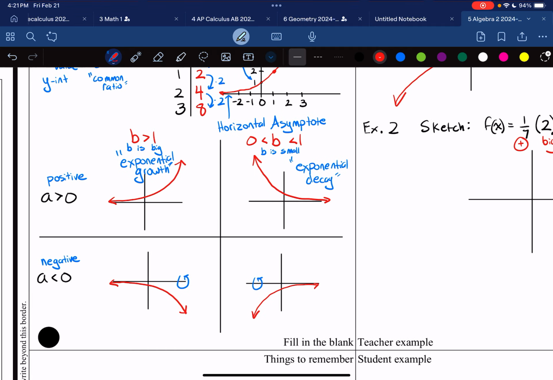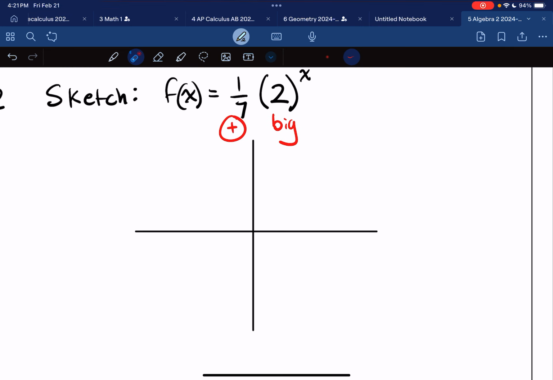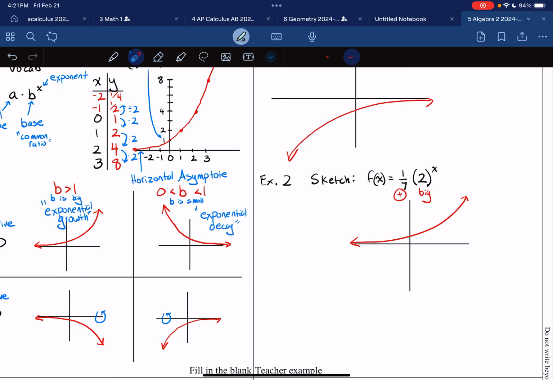Okay, let's go look at our chart. If it's a positive big, it's that chart right there. And you can come over here and be like, okay, this is a positive big, which means it has a tail on the left and it comes up to the right like that. There's my horizontal asymptote that goes to the left over here, and there's my graph. That's it.